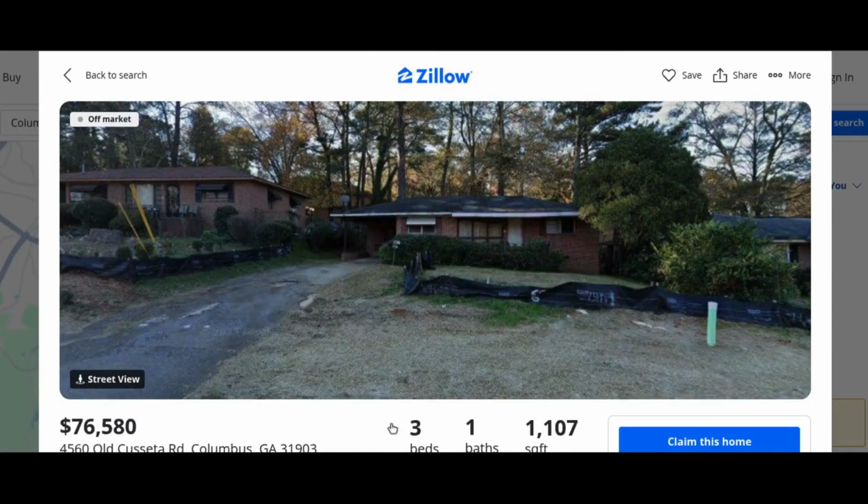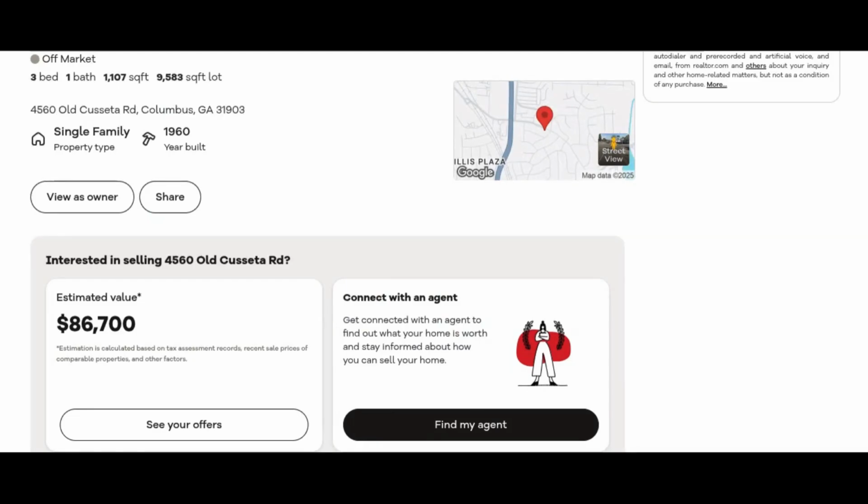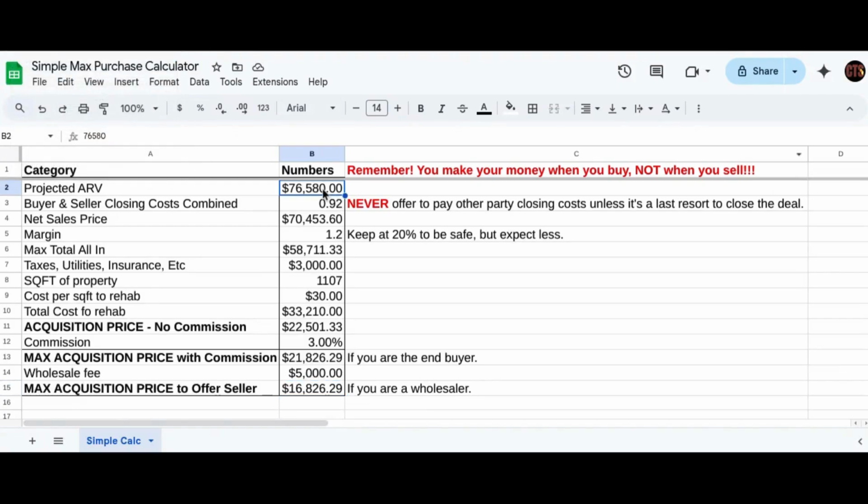Okay, so we know Zillow's doing the same price. Realtor.com's coming at 86,700. All right, so let's go back in here. 86,700. Boom. Max acquisition, no commission, 30,260. Max acquisition with commission 29.3, right? So you're right at that line. If you're wholesaling, 24.3. So it's close to what she's saying, but is it really worth 103? I don't think this thing's worth 103.